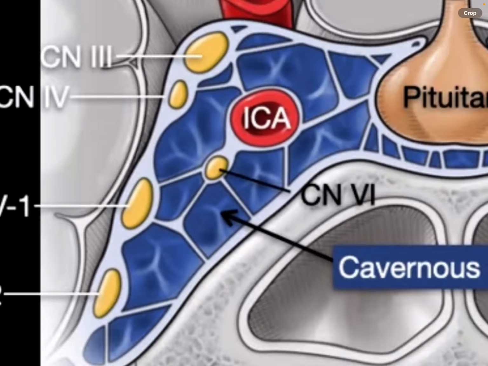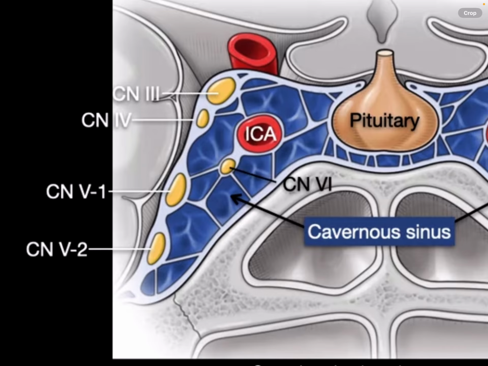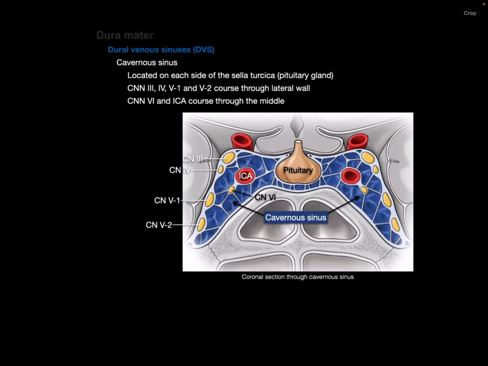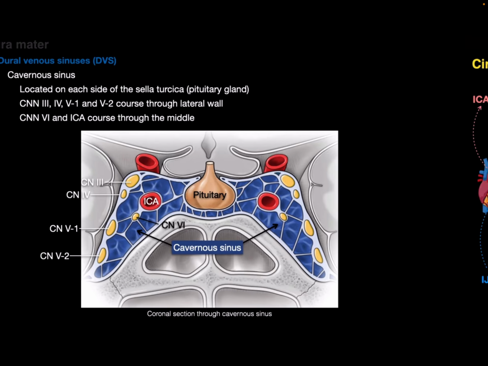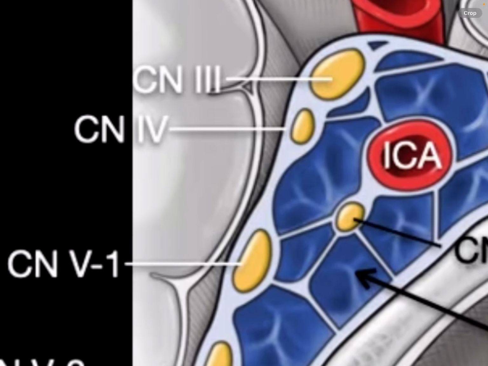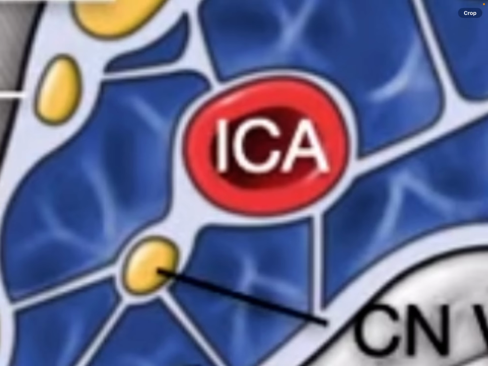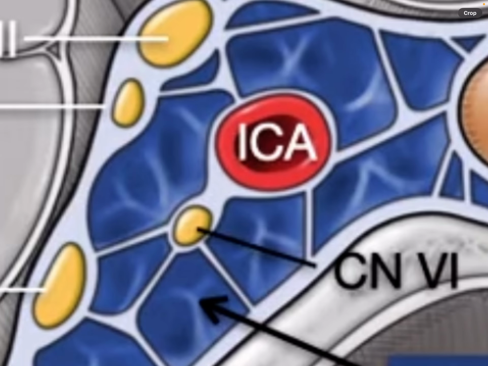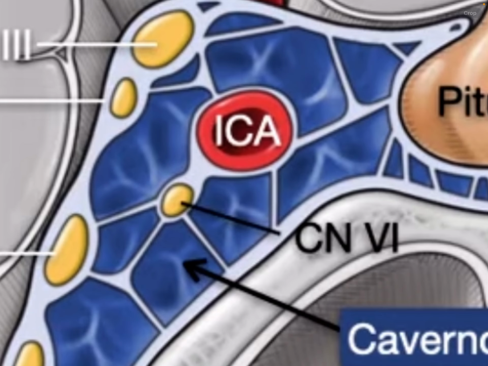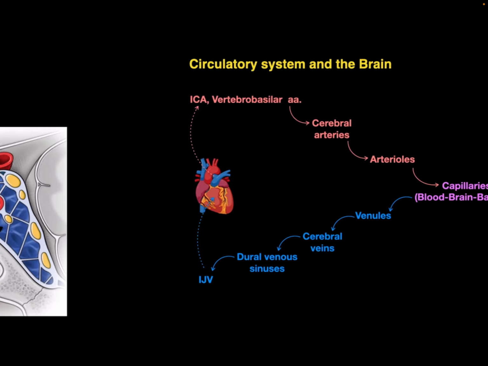So you also have abducens. So you have third, fourth, fifth, and sixth cranial nerves, internal carotid artery, and pituitary. So this is the cavernous sinus for you guys, right? And all of the remaining nerves you can see on the lateral walls, and right through the middle courses the internal carotid artery and the abducens. Easy. So this is the cavernous sinus that you should be aware of as well.